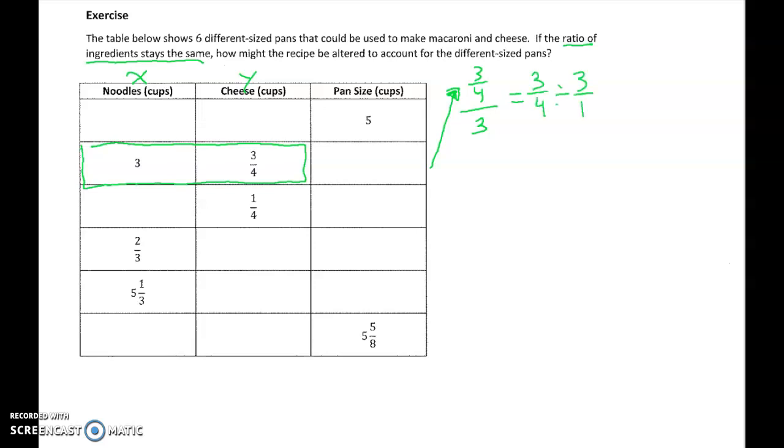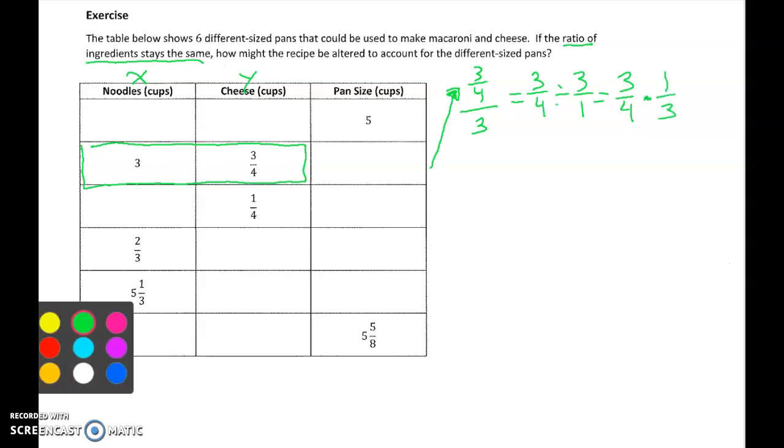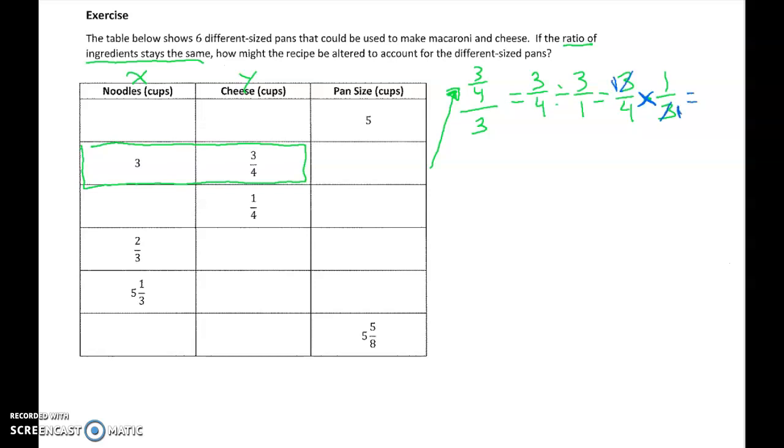I'll say 3/1. Keep it, because when we divide fractions, we change it to multiplication. Switch it, flip it. All right, so cross-reducing, 4 and 1 only have a common factor of 1. 3 and 3, though, go into itself. 3 goes into itself one time, 3 goes into itself one time. 1 times 1 is 1, 4 times 1 is 4.